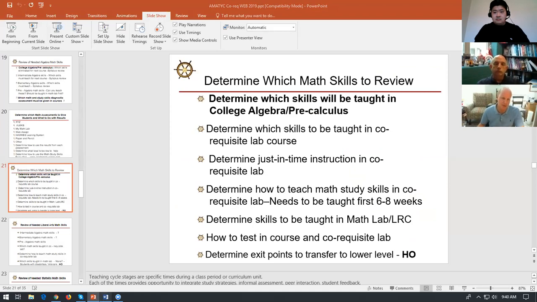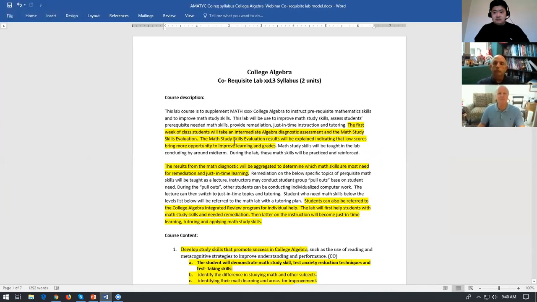This is for the college algebra one. Here we go. This is a course I kind of knocked out. This is a college algebra. Now what's happening is they decided what they're going to teach in college algebra already. Then they started saying, what are we going to do in the co-requisite classes? The first week of class is take an intermediate algebra diagnostic. We're going to figure out immediately what they don't know so we can help them. Then they're going to start teaching math and study skills.